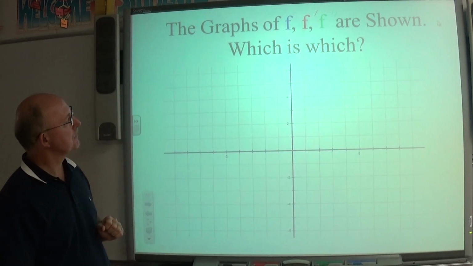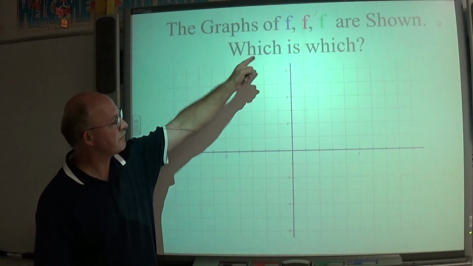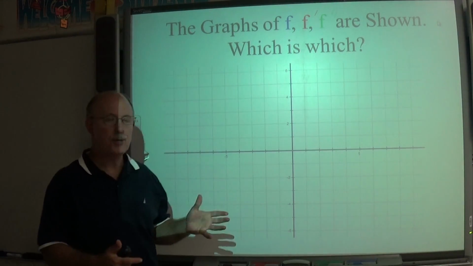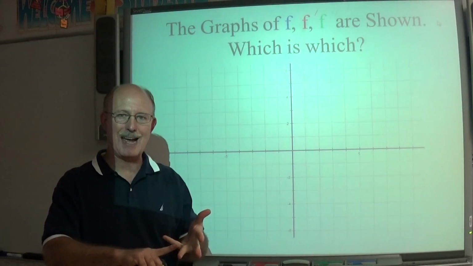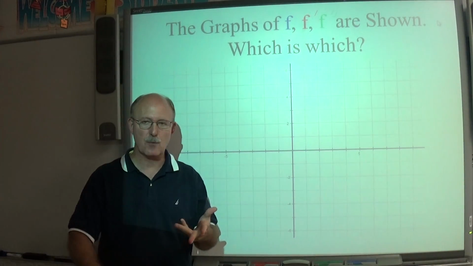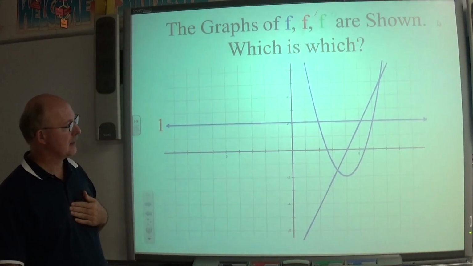But take a look at this. The graphs of f, f prime, and f prime prime are shown. Which is which? Which one of these is going to be the graph of the original function? Which will be the graph of the first derivative? Which will be the graph of the second derivative? All right, so here they are. Let's start off with an easy one here.